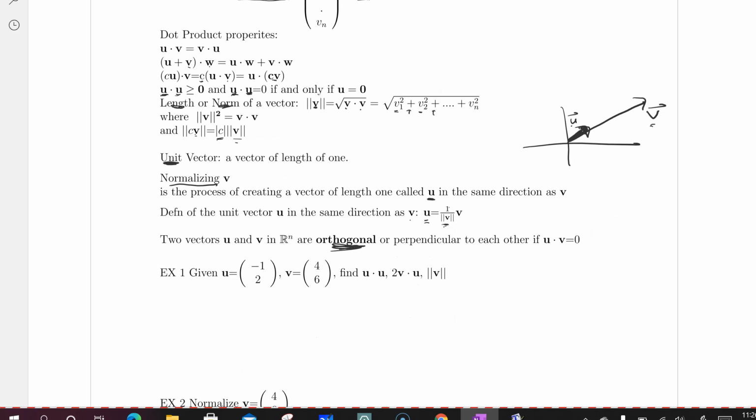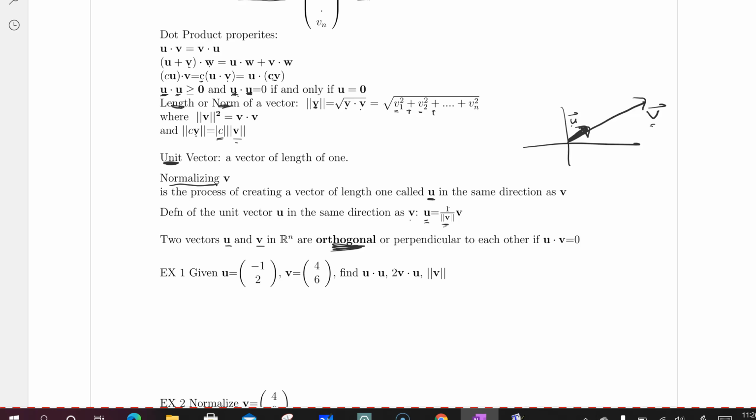The word orthogonal means perpendicular, so two vectors are orthogonal to each other if their dot product is 0. Remember, the dot product was 0 only if you were doing it with itself. Here I have two different vectors. If their dot product is 0, then they are orthogonal.